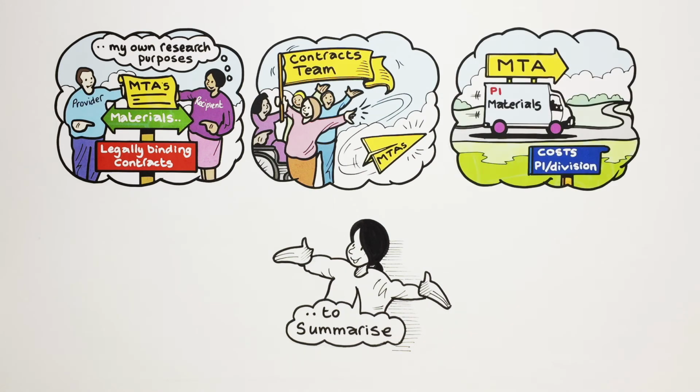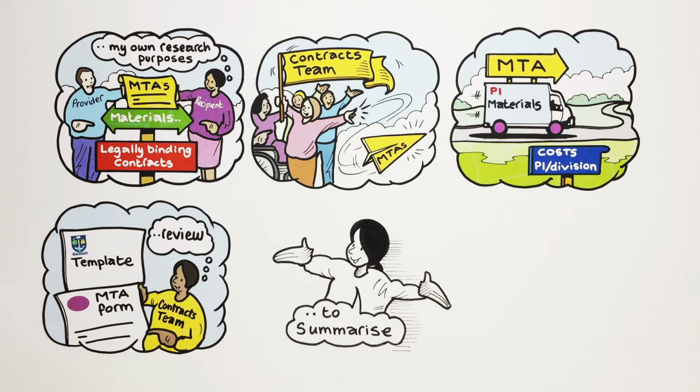Upon execution of an MTA, the PI will be responsible for any transport or delivery arrangements of the materials. Costs associated with this must be met by the PI or their division. We would prefer that you use one of the University of Glasgow MTA templates. However, a company or other institution may ask that you use their MTA form. If you are compelled to use a non-University of Glasgow MTA, the contracts team can review this for you.